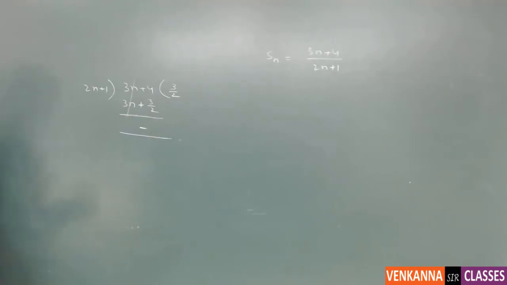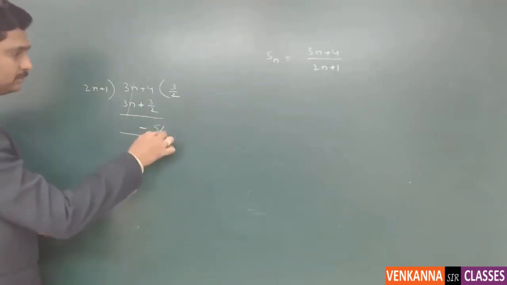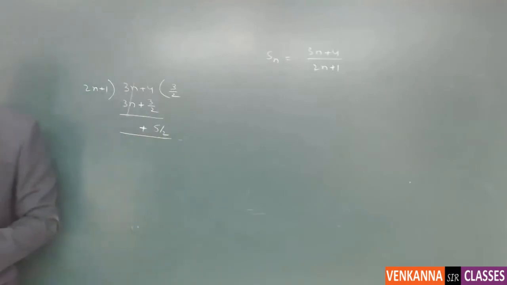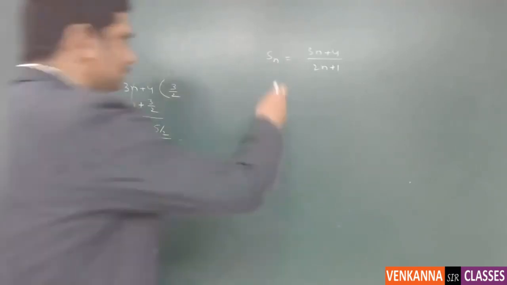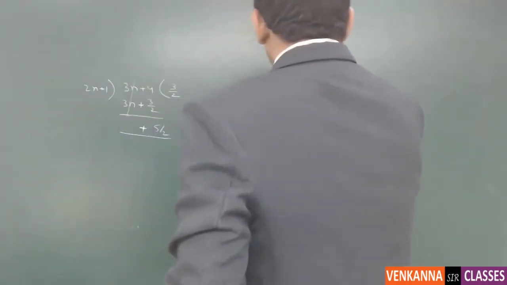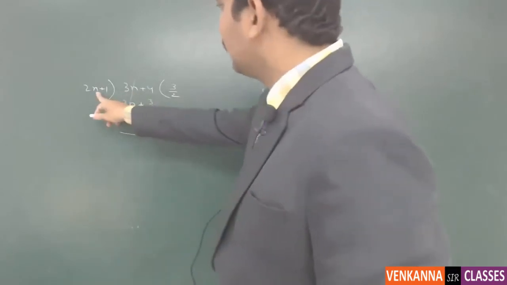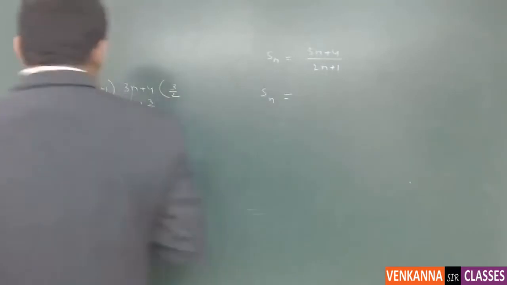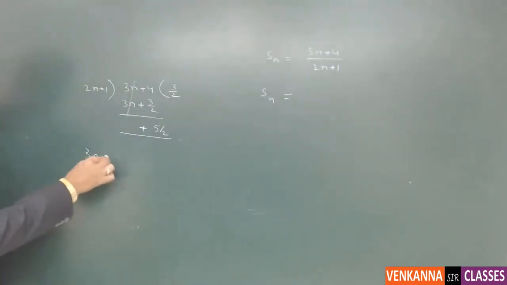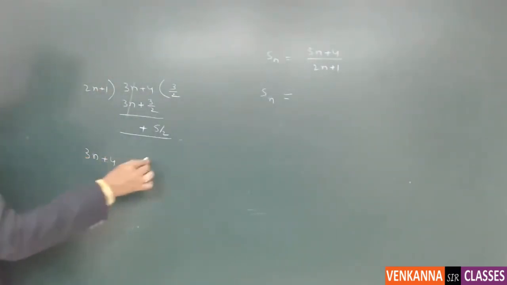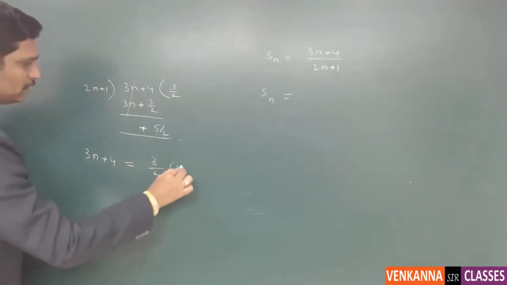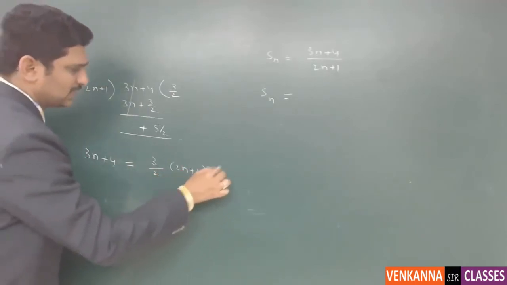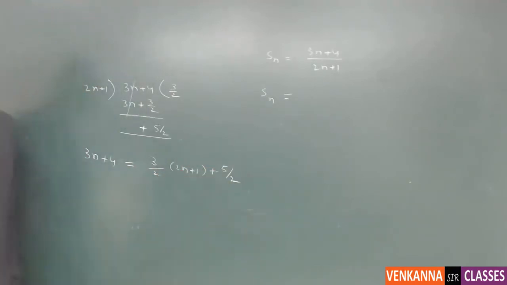5 by 2, right? So how am I writing that? This is the divisor, dividend, quotient and remainder. So I can write that 3n plus 4 is equal to 3 by 2 into 2n plus 1 plus 5 by 2. Accepted? The division algorithm, right?